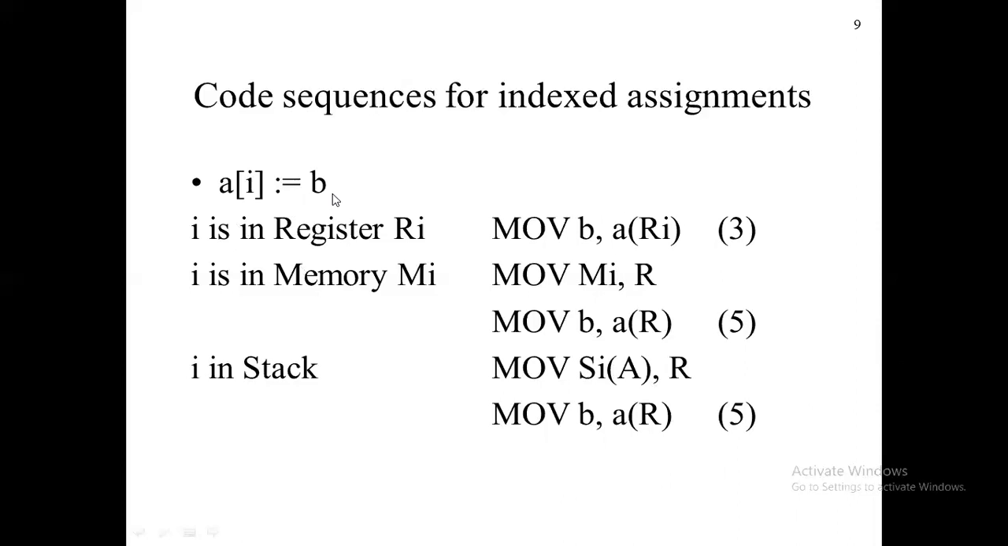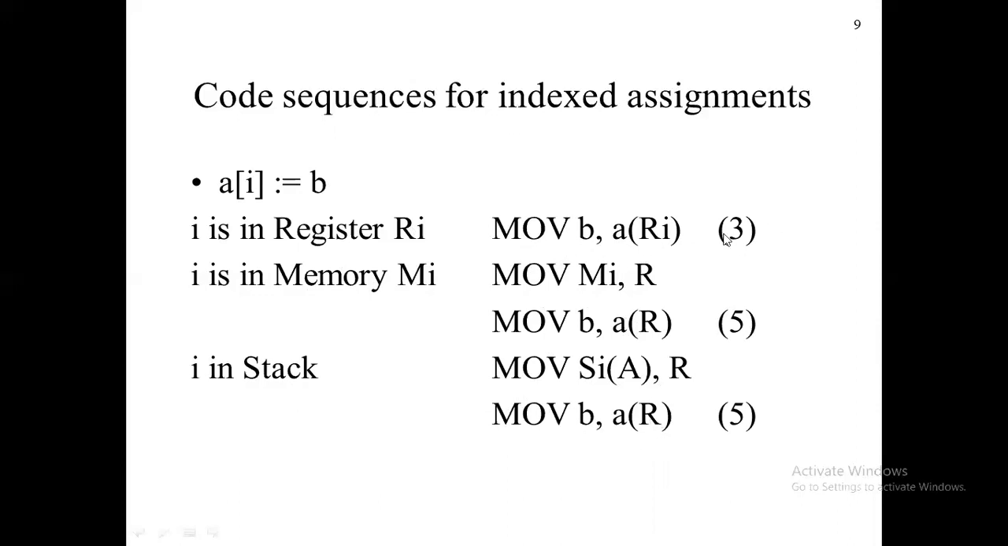Your next assignment is B assigned to the array A of I. Here also I is in register, memory or stack. So you have to assign the value of B into the array variable A of I. So you have to move B into A of Ri. Here suppose I is in memory, first you have to move that value into the register. So move Mi comma R, then move the value of B into the array A of R. Suppose I is in stack, again you have to move that stack value into the register, then move B into A of register.